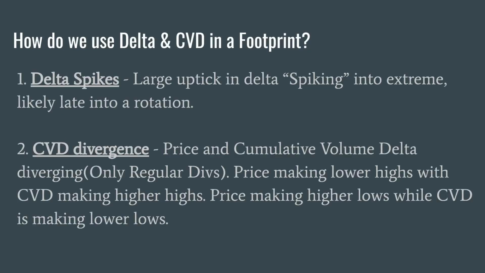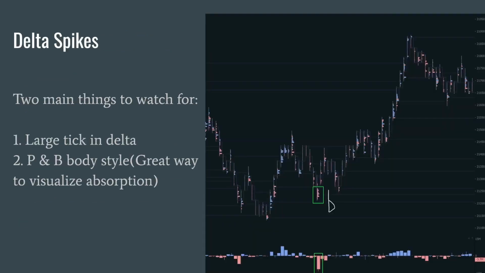So how do we use delta and CVD in footprint? We use it in two major ways. One is going to be delta spikes. This is the large upticks in delta where we're spiking into the extreme, late into the rotation ideally. This will be pictured in delta bars. Alternatively, we have CVD divergence. This is when price and CVD are going opposing ways. So if price is making a lower high and CVD is making a higher high, it is showing us that the ask is absorbing.